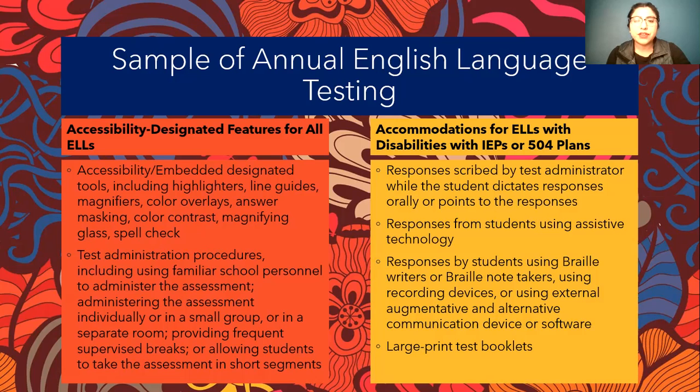And then the accommodations for ELLs with disabilities with IEPs or 504 plans only. They have responses scribed by the test administrator while the student dictates responses orally or points to the responses. Responses from students using assistive technology. Responses by students using Braille writers or Braille note takers, using recording devices, or using an external augmentative and alternative communication device or software. And then they can also have large print text booklets.